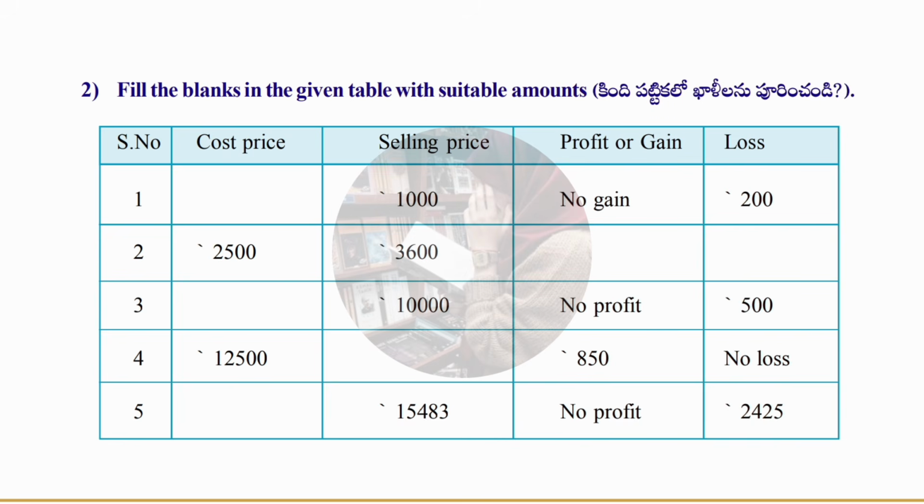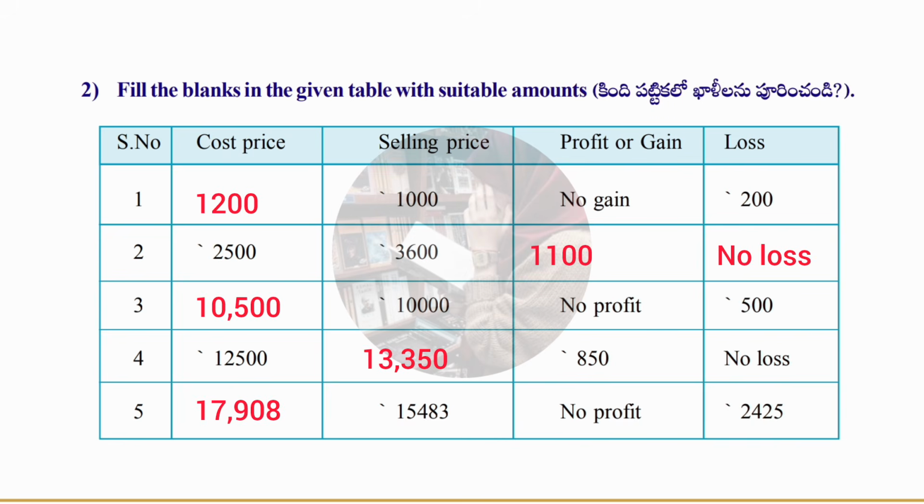Okay, let's see. Here the selling price given is 1000 and the loss is 200, so of course cost price is equal to 1200. Selling price plus loss is equal to cost price. So 1200 is the answer. Next, the second one: 2500 is the cost price and 3600 is the selling price. Okay, so we have gained a profit here of 1100.